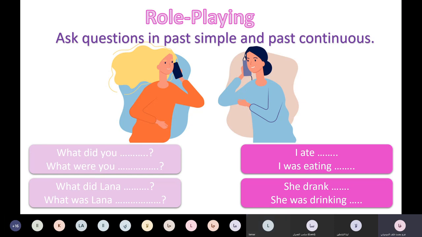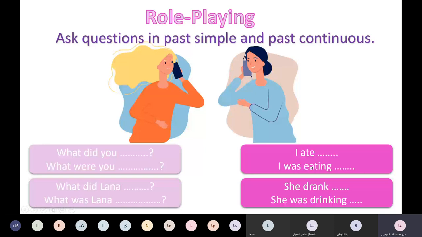It's okay. Okay, now, girls, we're going to role play right now. Ask questions in past simple and past continuous. You're going to call your friend, and you're going to talk about the party we just had, asking questions with past simple and past continuous. Here you've got the questions. What did you? What were you? And here you've got questions about other girls, like what did Lana? What was Lana? So you have past simple and past continuous. On the other side, you have answers like I ate, I was eating, or she drank, she was drinking. You can change it to I watched, I was watching, I read, I was reading, all right?